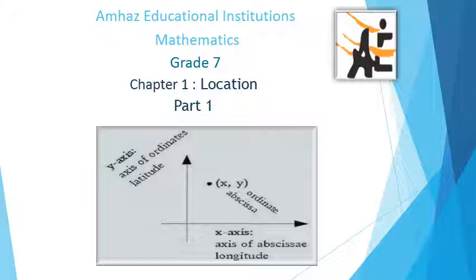This is the shape of an orthonormal system. It's represented by an x-axis, which is the axis of abscissa, and another axis which is perpendicular to the x-axis, which is called the axis of ordinate. Any point is represented by 2 coordinates, x and y. We will talk later about them in detail.